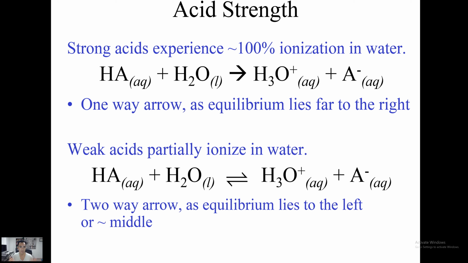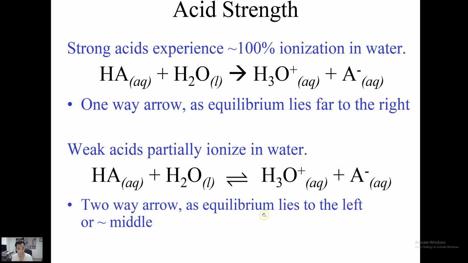So as an example, if I take a look at HA, it's going to donate that H to H2O, making hydronium, and now that's going to get A-. Now what happens here is it's a one-way equilibrium, which means direction. So the equilibrium has to fall under a certain direction. We'll talk about equilibrium later on, but basically if you take a look at these reactions, if I give you a weak acid, in this specific case something like HA, a weaker acid, you're going to see an equilibrium that lies to the left or to the middle.